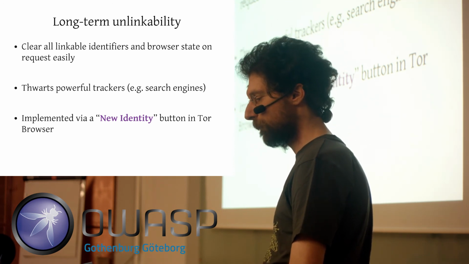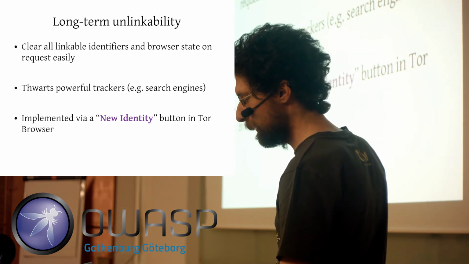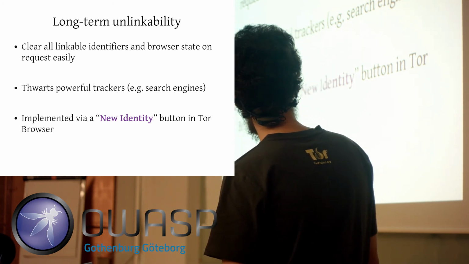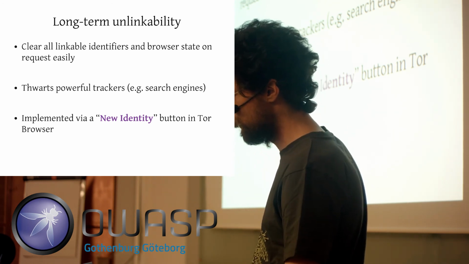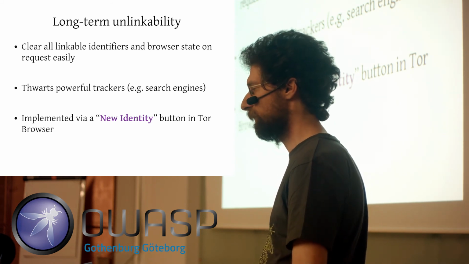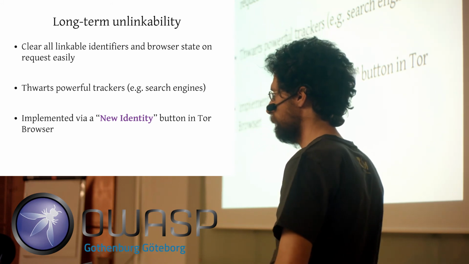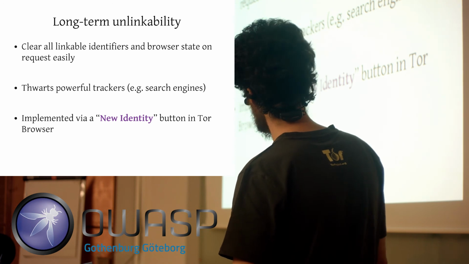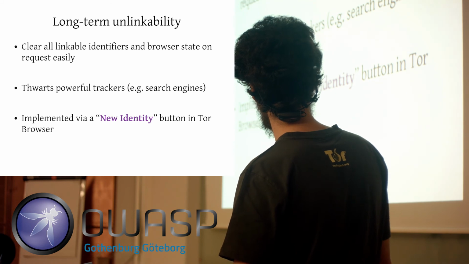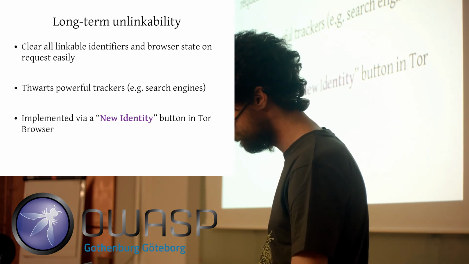So what we want to do to tackle this issue is take care of this long-term unlinkability via a button called the new identity button. What this new identity button in the Tor browser is doing is it clears all linkable identifiers and browser state easily. So it gives you a clean blank slate again. And it gives you even a new Tor circuit, meaning that you are having, with high probability, a new exit node, so that even Google can't correlate things anymore based on IP address or other things.